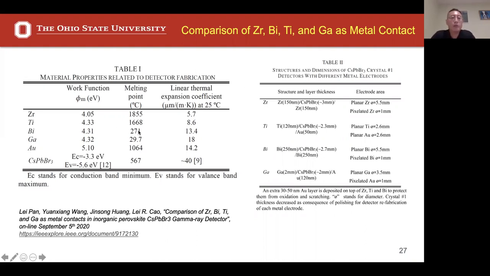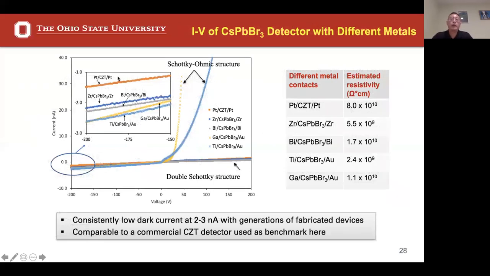Bismuth has a very low melting point, so it does not induce much thermal stress during metal deposition. So theoretically, it should work better. All of these have been tried, and I'm showing you the performance of these four metals. Zirconium and bismuth are double Schottky structures, which are linear. Asymmetric would be the Schottky-only structure, which is titanium-gold or gallium-gold.